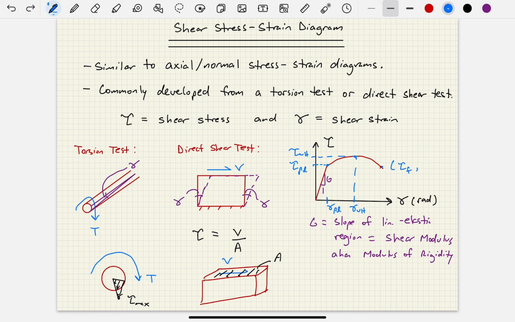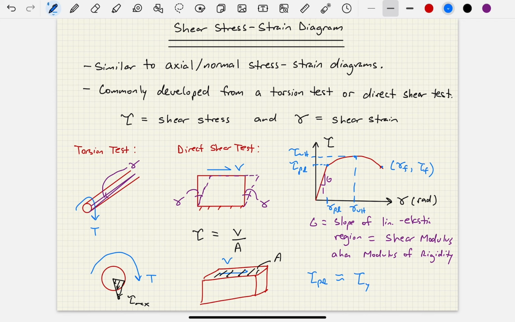Actually, let's label those the other way around. X, comma, Y. That'll be gamma failure, comma, tau failure. Okay? So again, pretty similar, but a couple of differences. And again, we want to note this proportional limit value is pretty close, almost the same as the yielding values. So we can make a note here. We can say generally tau PL is approximately equal to tau yielding for most materials.